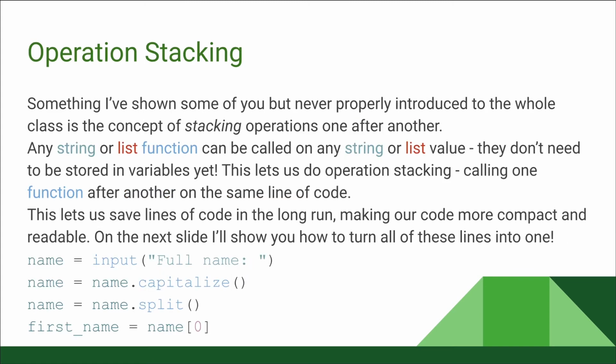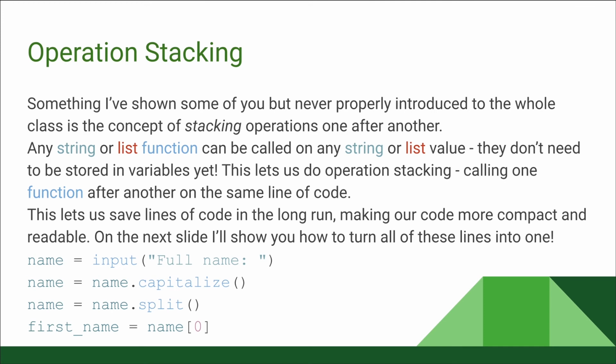So something that is going to be helpful for at least one of the assignments in this module, and something that I've shown some of you but never actually introduced to the whole class, is the idea of stacking operations on top of each other, one after the other, all in the same line. So the key to this idea is knowing that any string or list function can be called on any string or list value. They don't need to be stored in a variable yet. And this lets us do what I call operation stacking. We're calling one function after another, all on one line of code.